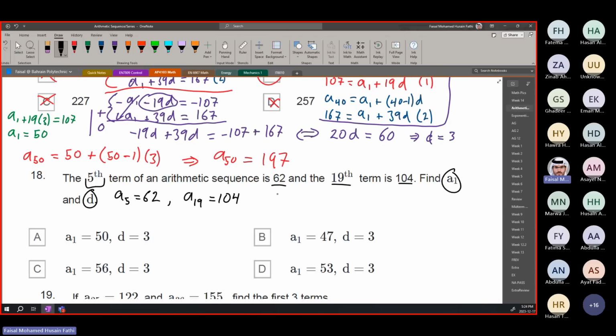We're using AN. For the fifth term, the equation will be 62 is equal to A1, which we don't have, plus N minus 1, which is 5 minus 1, which is 4D. This is our first equation. Then 104 is equal to A1 plus, this is 19, so 18D. These are your equations 1 and 2. You will solve them the same exact way we did above.